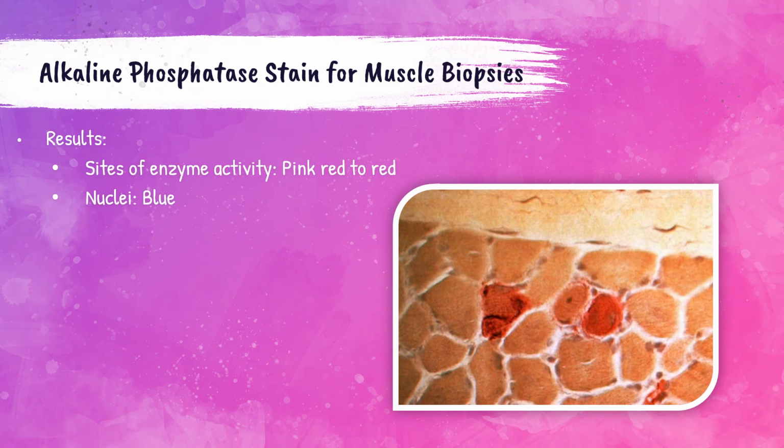When stained properly with the alkaline phosphatase technique, sites of enzyme activity will be pink-red to red in color. Nuclei will be blue. This photo shows a skeletal muscle frozen section that has been stained with this technique. This shows several degenerating muscle fibers. Here are sites of enzyme activity, because of that pinkish red or red color.